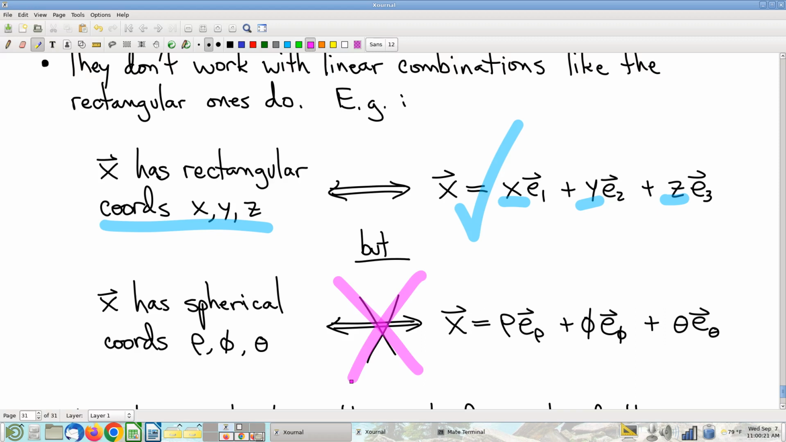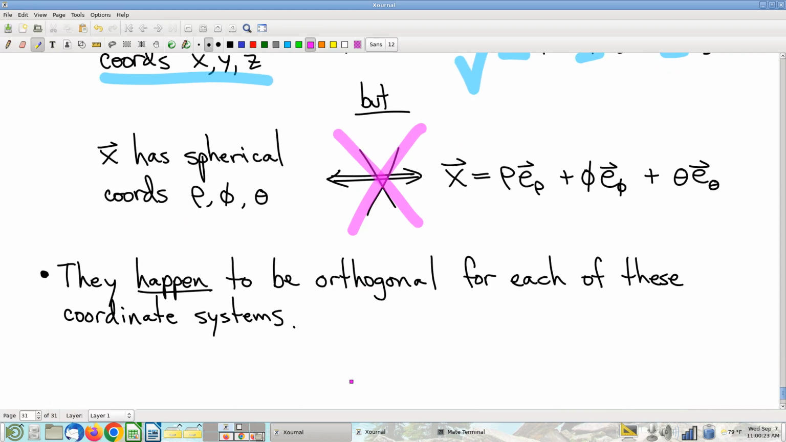And it's just not true for, let's say, spherical coordinates, right? Those coordinates are not going to be coefficients in a linear combination of standard basis vectors. It just doesn't work. So be careful, be cautious, exercise restraint when you're using spherical or polar standard basis vectors.